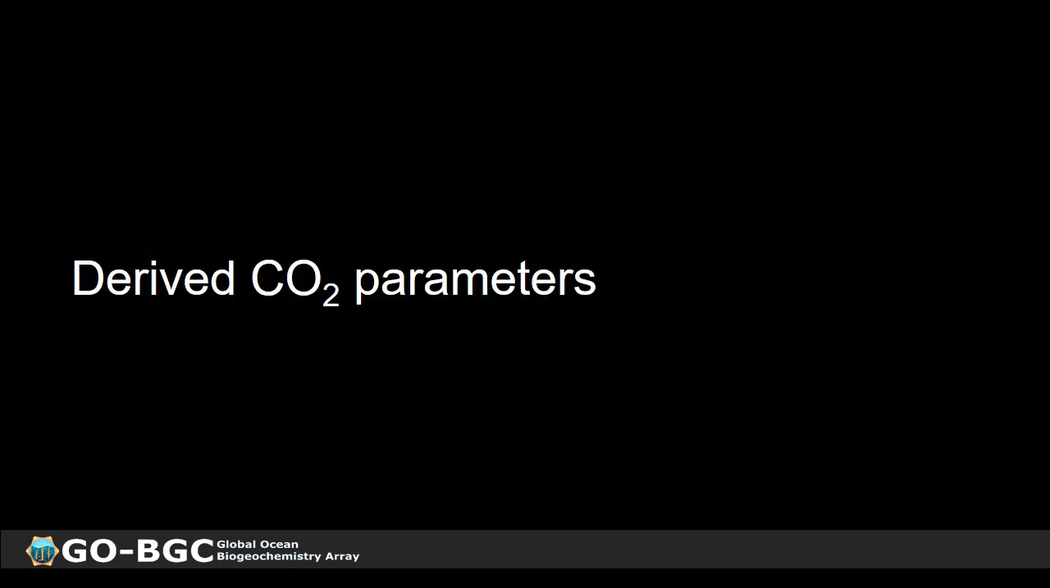Okay, so now moving on to the derived carbon dioxide parameters section of this talk. As I mentioned before, we can use the pH measurements from the floats to derive other carbon dioxide parameters such as DIC, pCO2, and saturation state. And we do this by combining pH measurements from the float with another parameter, which is total alkalinity.